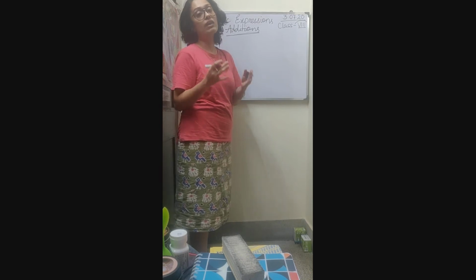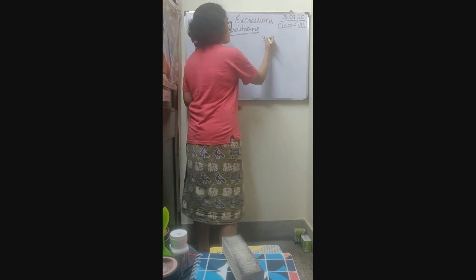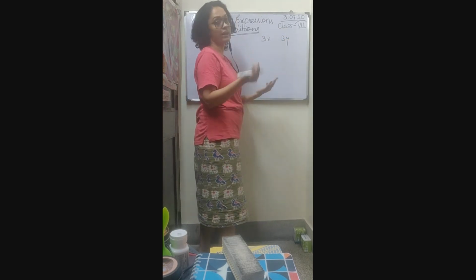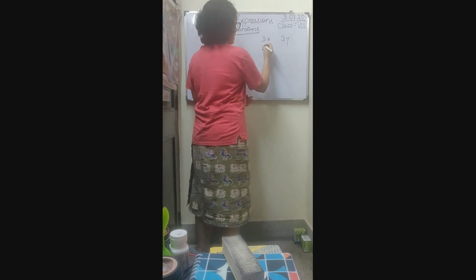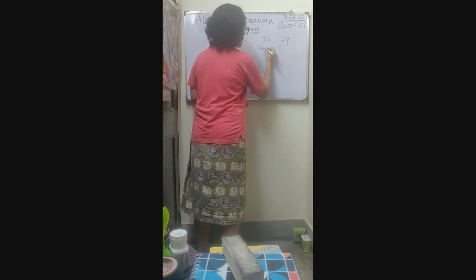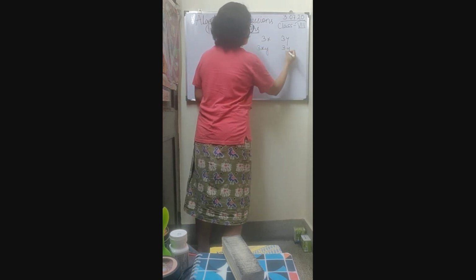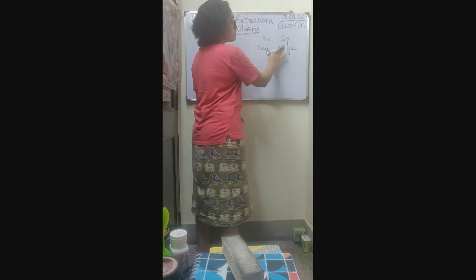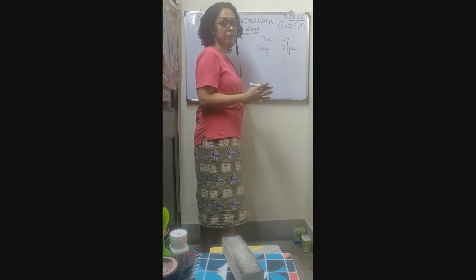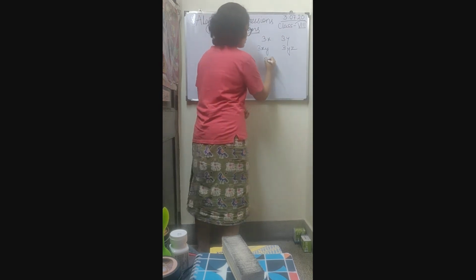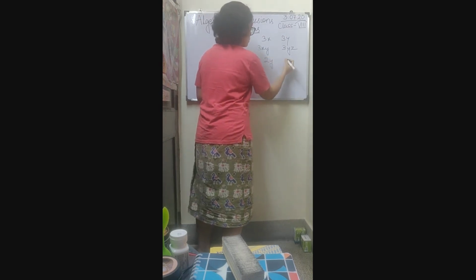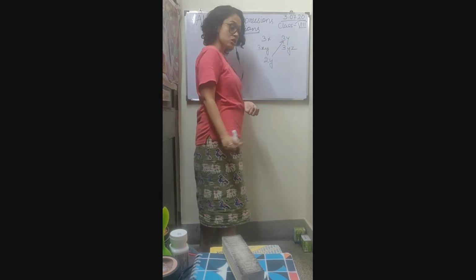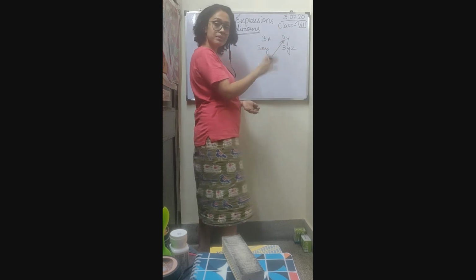I can never add 3x with 3y. No one can. I cannot add 3xy with 3yz. So the variables need to be the same. I can add 2y with this 3y. Okay? So the variable needs to be the same.